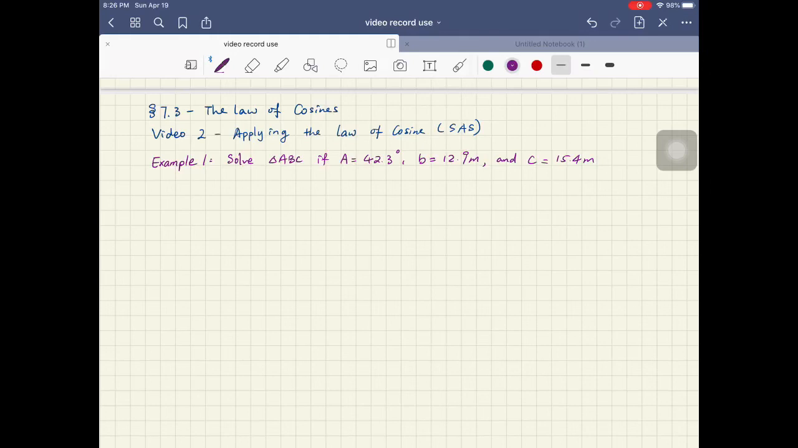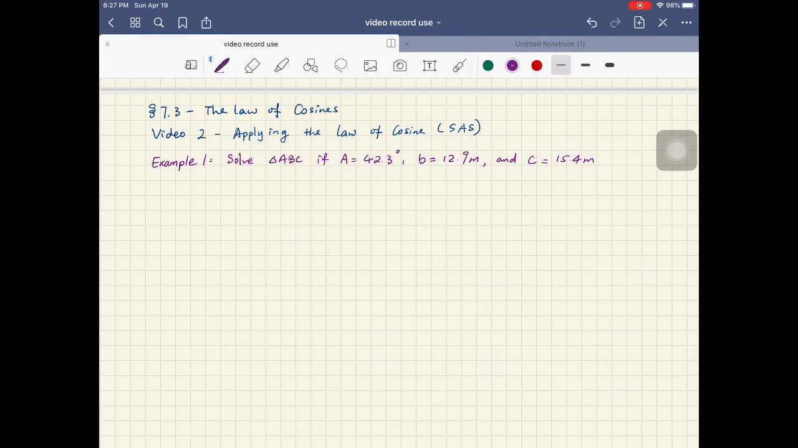From the last video, we talked about what the law of cosine is. Now, how can we use it to solve application problems? Here is one example. We want to solve the triangle ABC. If we know that angle A is 42.3 degrees, side B is 12.9 meters, and side C is 15.4 meters.